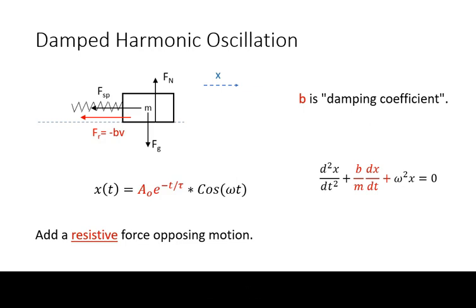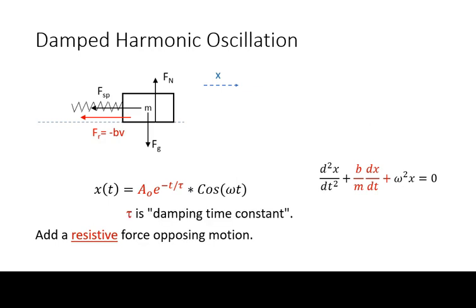We still expect the solution to this to be oscillating in nature, but we are going to modify the amplitude through an exponential decay function. We will designate tau as the characteristic time constant, which represents the time after which the amplitude will have decayed by a factor of e.